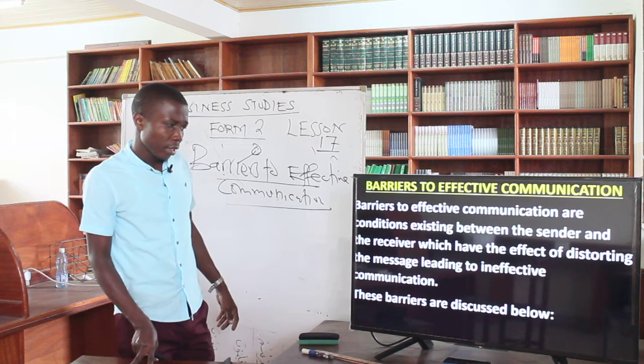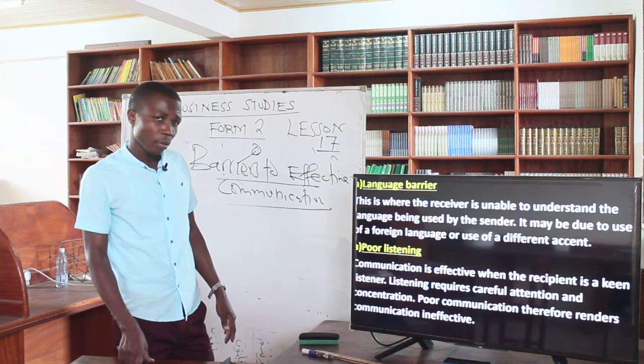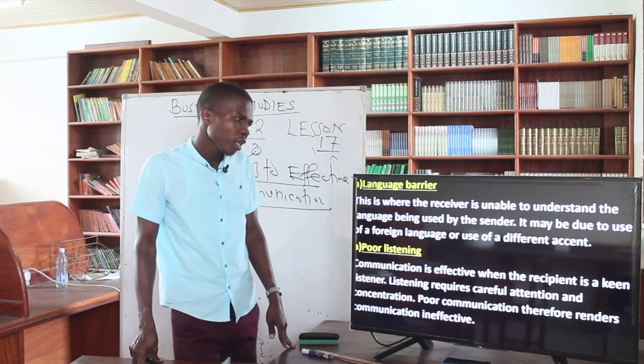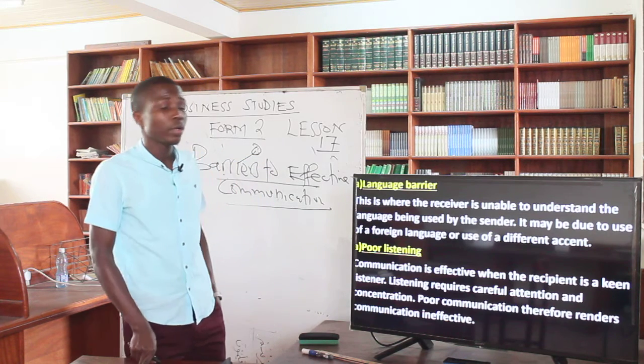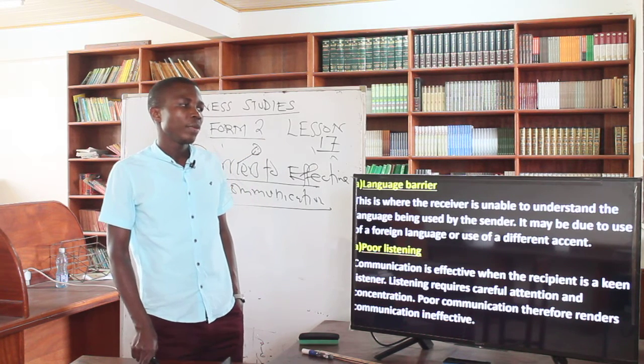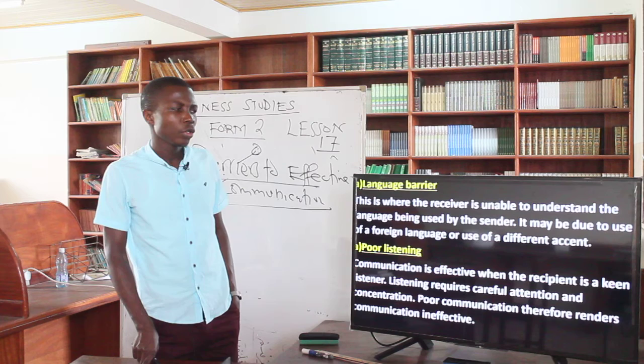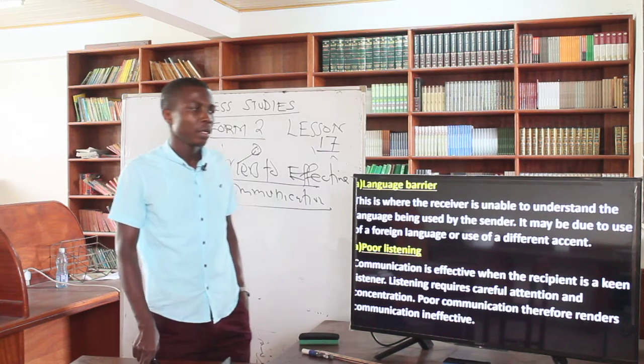So these barriers are discussed below. Let's look at them one by one. One, language barrier. This is where the receiver is unable to understand the language being used by the sender. It may be due to what? The use of a foreign language or the use of different accents.